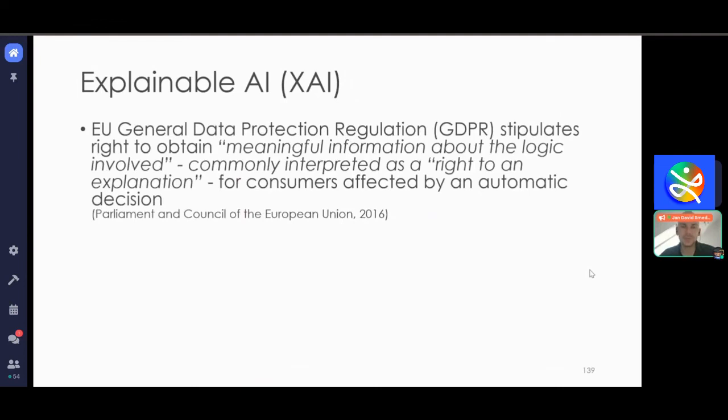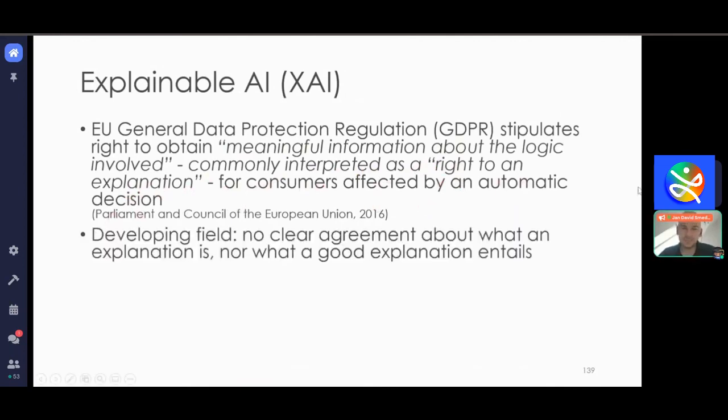But it's interesting with explainability that GDPR basically already mandates it, and there are now some follow-up regulations making this even more clear. It stipulates the right to obtain meaningful information about the logic involved, commonly interpreted as a right to an explanation for consumers affected by an automated decision. So explainability is basically already in the law.